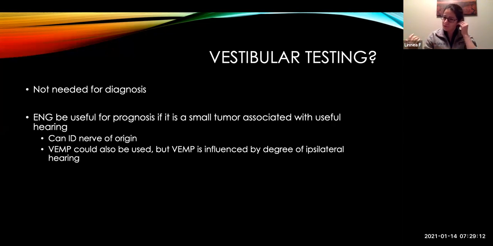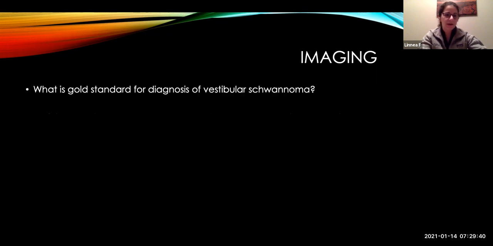Vestibular testing in vestibular schwannoma is not really necessary for diagnosis. It can be helpful if you're trying to figure out which nerve it is. The thought is that if you have a reduced vestibular response in the involved ear, it's more of a superior vestibular nerve tumor, and that can help more for surgical approach. VEMP, they're still looking at whether or not it's useful, but overall, you don't need vestibular testing to diagnose a vestibular schwannoma. Dance on through. I'm going to talk faster and faster.